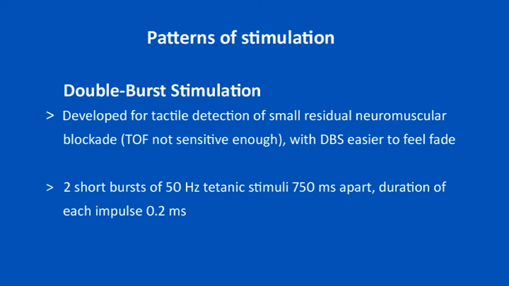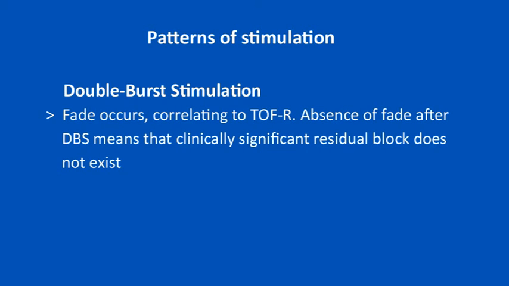Double burst stimulation is developed for tactile detection of small residual neuromuscular blockade, where TOF is not sensitive enough. With double burst stimulation, it is easier to feel the fade. What we do here is give 2 short bursts of 50 Hz tetanic stimulus, 750 milliseconds apart. Duration of each impulse is 0.2 milliseconds. Here, fade occurs correlating with TOF ratio. Absence of fade after double burst stimulation means clinically significant residual block does not exist.